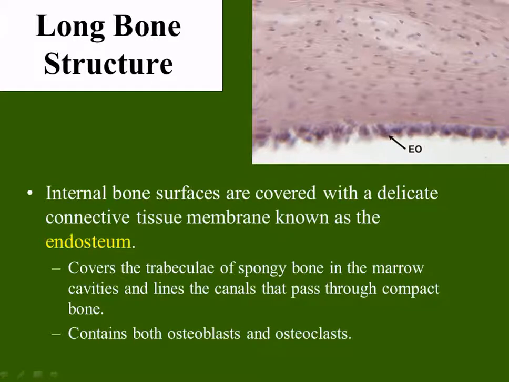Okay, next one, endosteum. So what would endo mean? Within. I think we covered that before when we were talking about exocytosis and endocytosis. Endosteum would be within the bone. So it's on the inside layer of the bone.